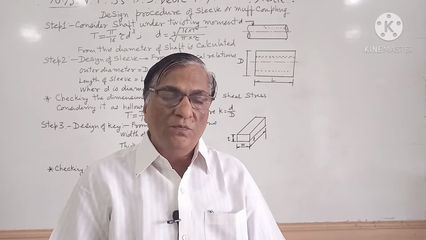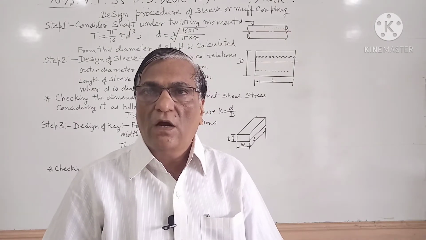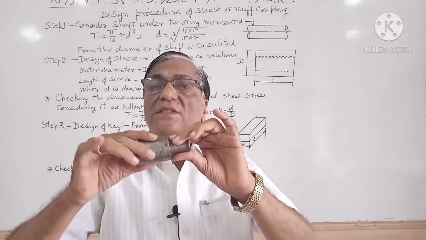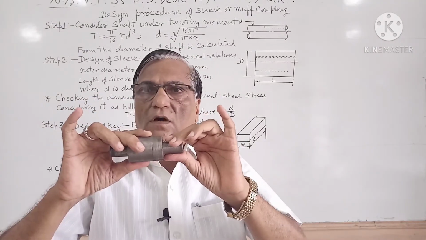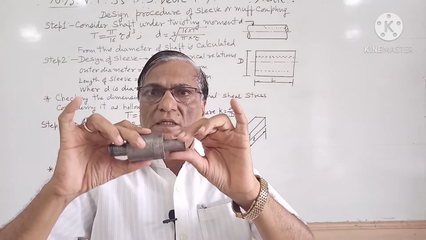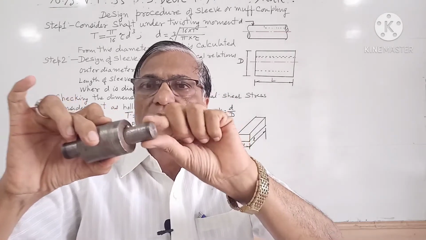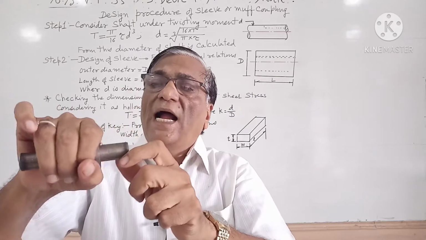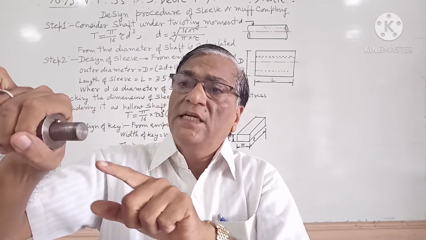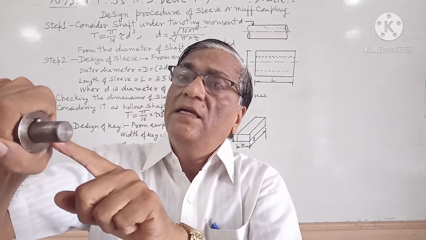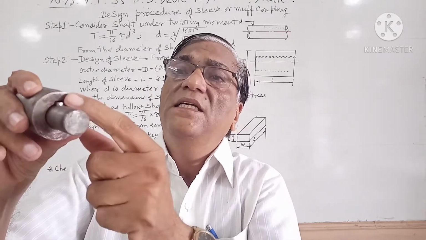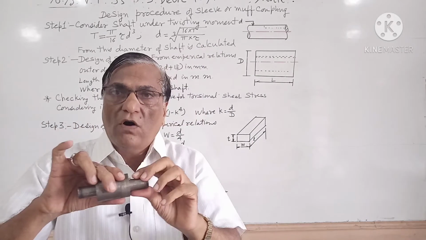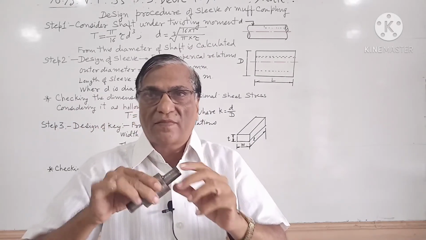We will see now the 3D model of the sleeve or muff coupling. This is the three-dimensional model of sleeve or muff coupling. It consists of mild steel. This is one shaft, this is another shaft. They are attached by means of a sleeve, and here the relative motion between the shaft and sleeve is prevented by the key. Correct? So this is the assembly of sleeve or muff coupling.